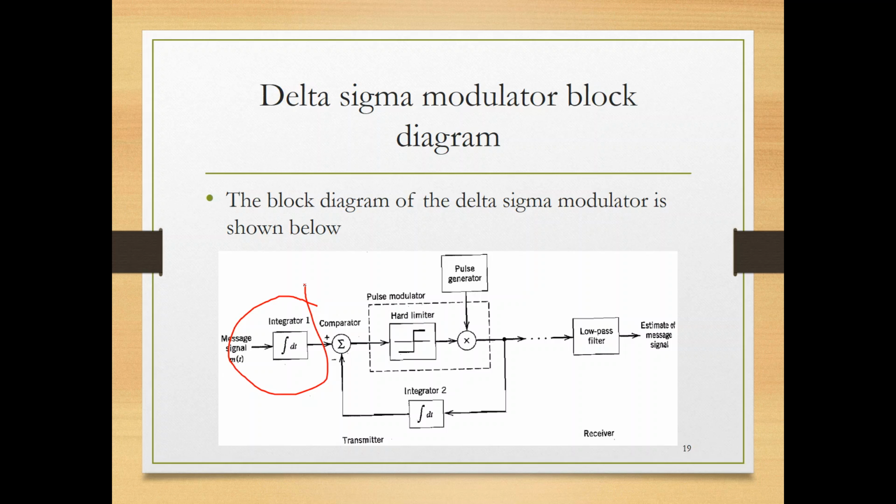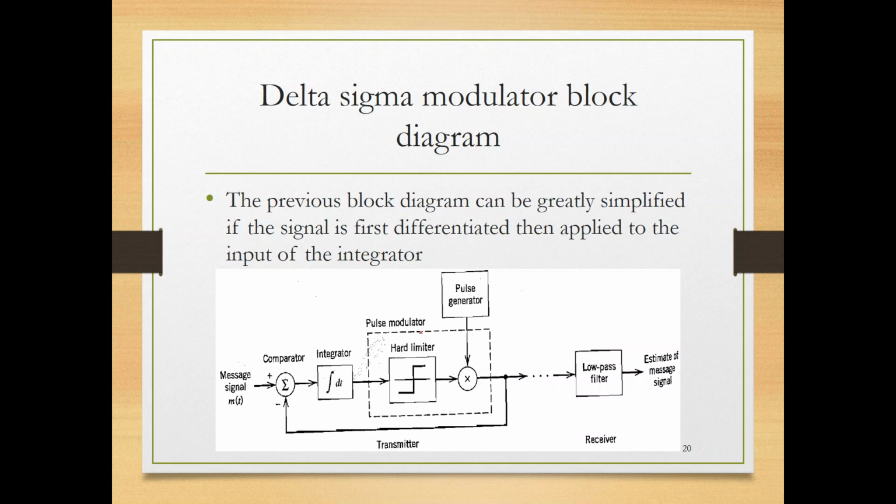What's subtraction? Subtraction is a comparator. A comparator is simple to design, just comparing. That's why anything that has a comparator, we say it's a low complexity structure. Anything that has integration, we call it a high complexity structure.